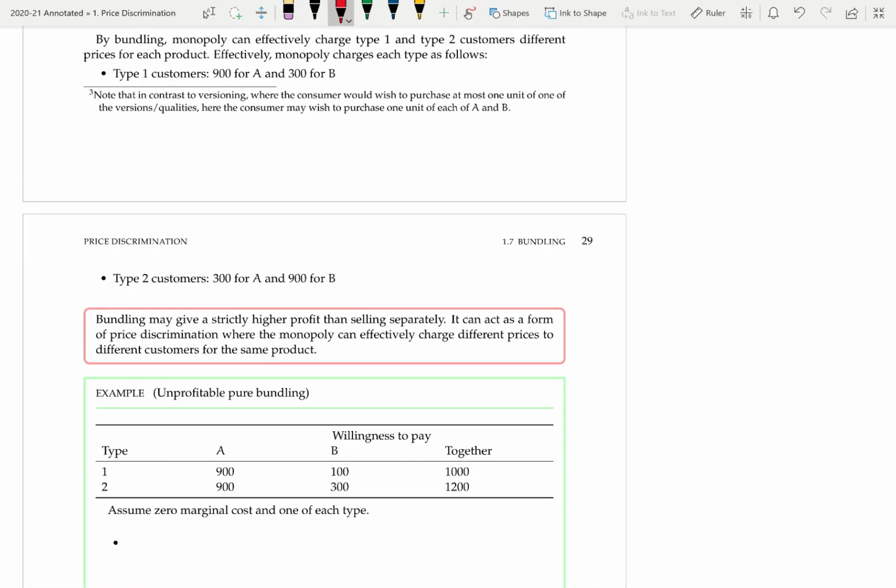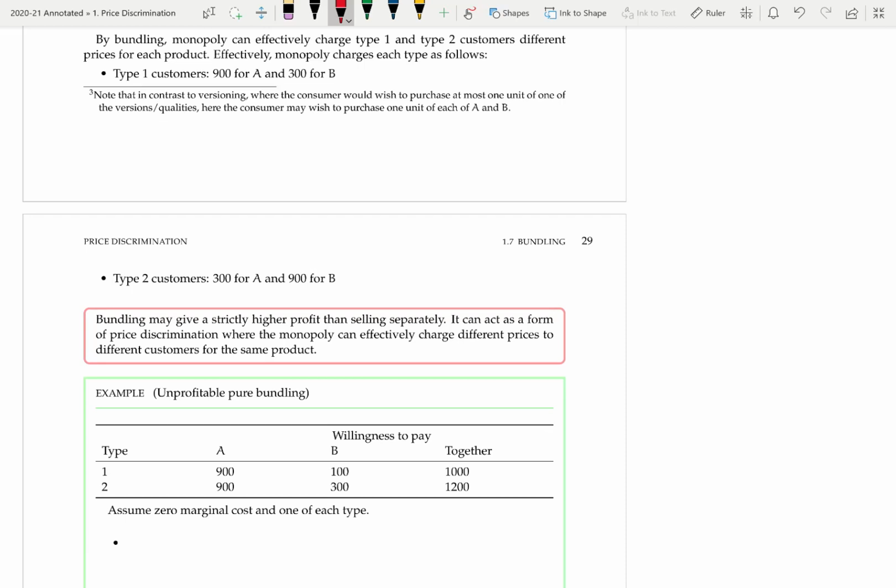So effectively, they're able to charge each consumer a different price for A and each consumer a different price for B. So the type 1 consumer is being charged $900 for A and $300 for B, and the type 2 consumer is being charged $300 for A and $900 for B. But they're both being charged $1,200 overall. So we can think of that $1,200 as being made up of different prices for each consumer, and that's why we can think of this as price discrimination.